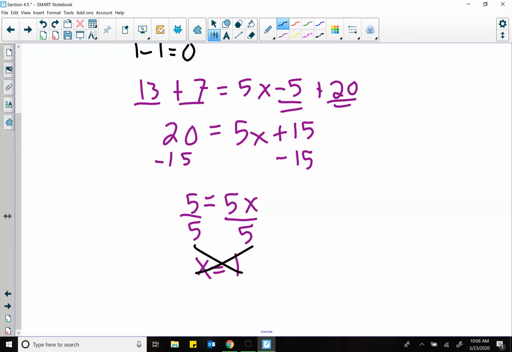Hopefully you realize that since we had no answers left, the answer to this problem is that it's a no solution. Or it's a DNE according to IMathAS. Okay? If you throw all your solutions out, it's a no solution. And there it is. That's how we solve rational equations.